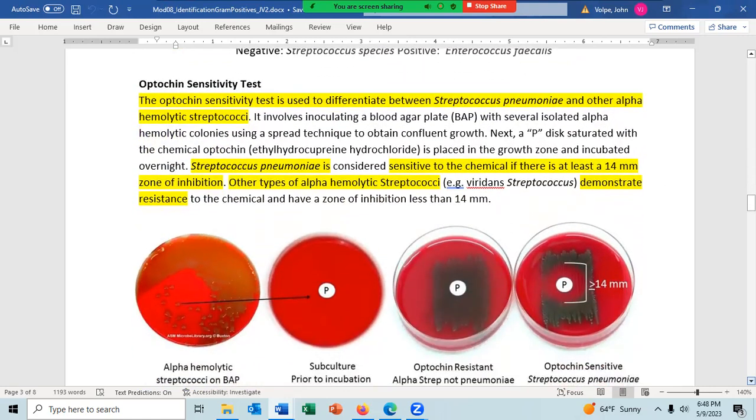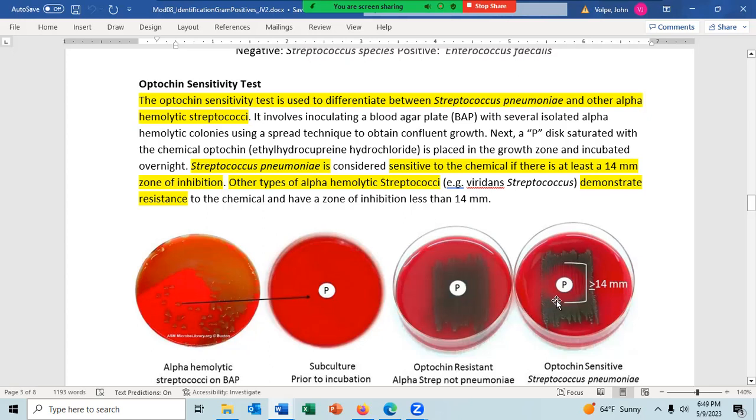In the Optogen sensitivity test, we're going to be differentiating between Streptococcus pneumoniae and other alpha hemolytic streptococci. Streptococcus pneumoniae is sensitive to Optogen, which is an antibiotic. And what you do is you take the bacteria that you grow up, which is alpha hemolytic, and then you streak it on the plate, and then you put the disc containing Optogen on.